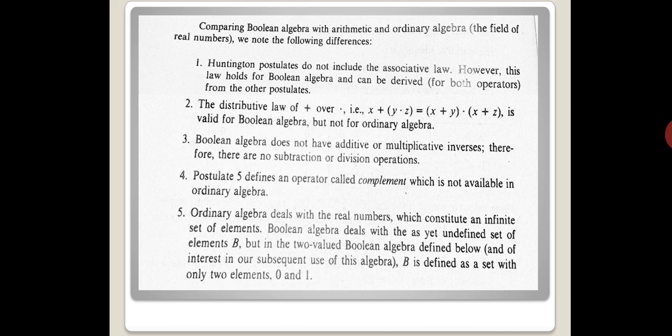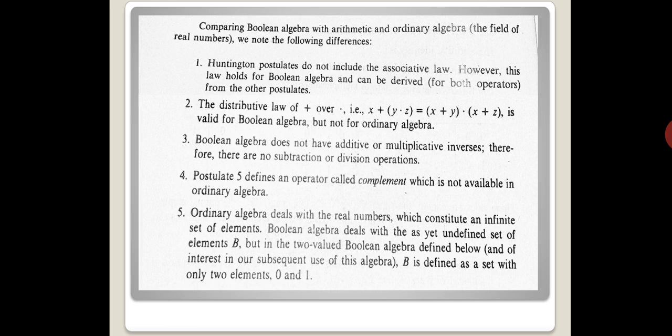So in the previous video you have seen what is associative law, distributive law, commutative law. You have to remember those laws to solve some problems. It is better you note them down somewhere and keep them for future reference. However, this law holds for Boolean algebra and can be derived from the other postulates. So derivation can be done using the postulates you have seen in the previous section.